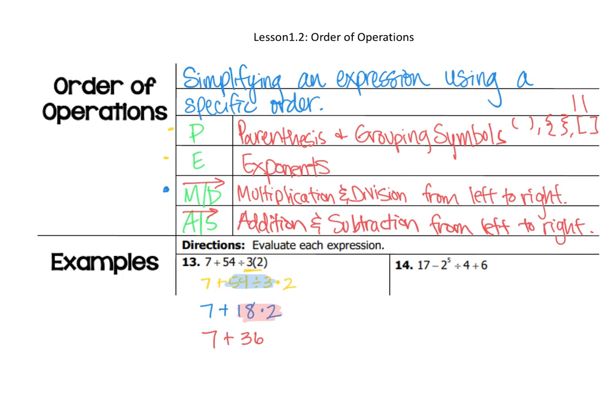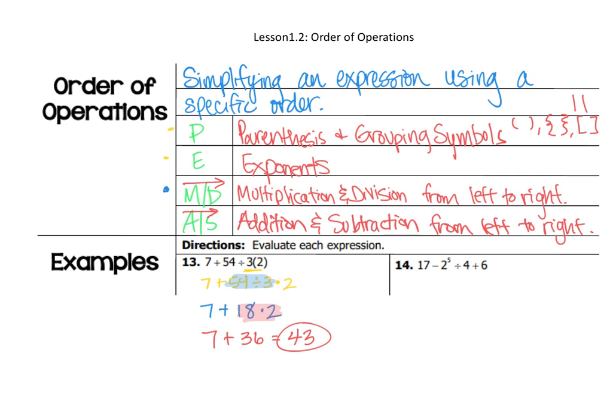So now this is the time that I can do my addition because they're the only two things left. Okay, and 7 plus 36 is 43. Okay, now that problem is done. And we know we got it right because we did the correct order of operations.